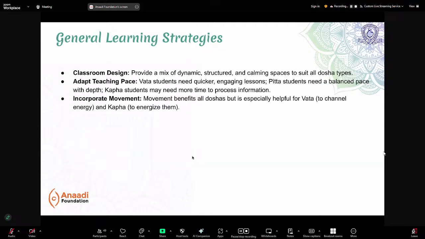So general strategies: provide a mix of dynamic, structured, and calming practices so that all dosha types are included. Adapt the teaching pace: quick pace with engaging lessons for Vata learners, balanced pace with depth for Pitta students, and Kapha students need more time. Incorporate movement. Movement benefits all the doshas. So basically, include a lot of activities in your class.